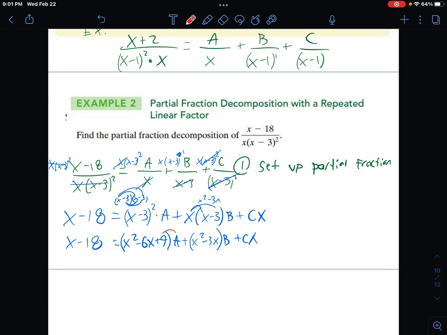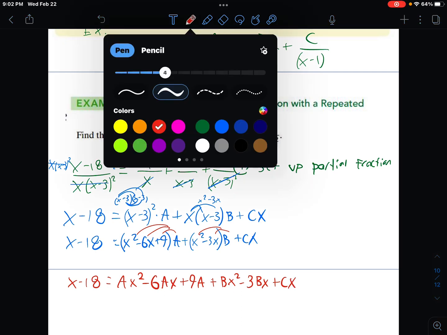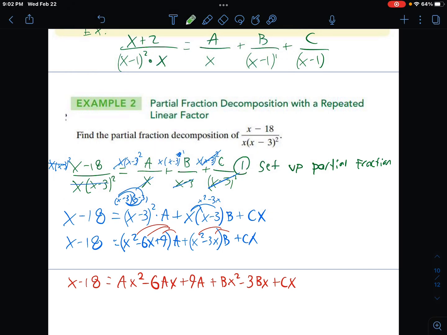So what we do is we distribute, and then afterwards we group our like terms. So we're going to get ax squared minus 6ax plus 9a plus bx squared minus 3bx plus cx. Okay? And this is the part where we have to group our like terms. Step number 2. Group like terms.